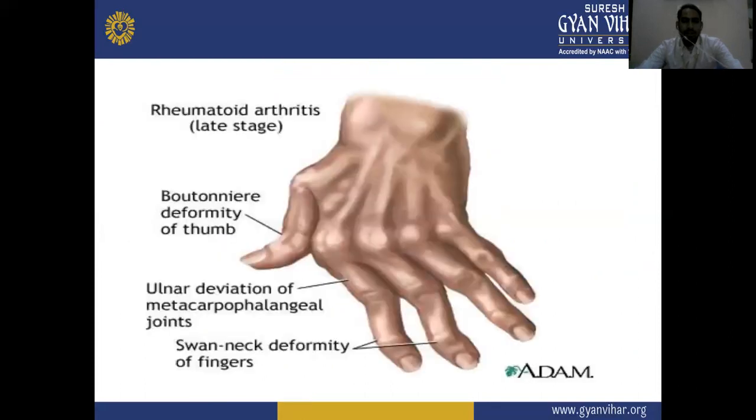Next one is rheumatoid arthritis late stage, and this is the deformity of thumb, and ulnar deviation of metacarpophalangeal joints, and swan neck deformity of fingers.